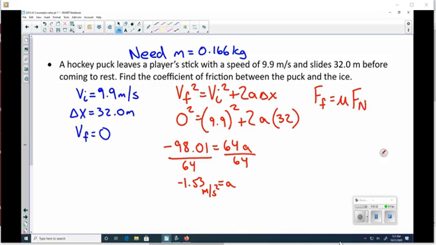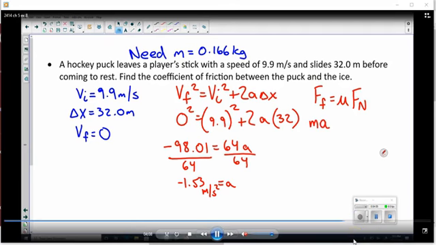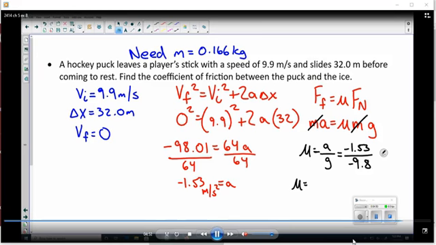So the force of friction is equal to mu times the normal force. Force of friction has to be equal to the object's mass times its acceleration. So if we solve for the coefficient of friction, we find the coefficient of friction is equal to 0.16, which implies a relatively smooth surface.